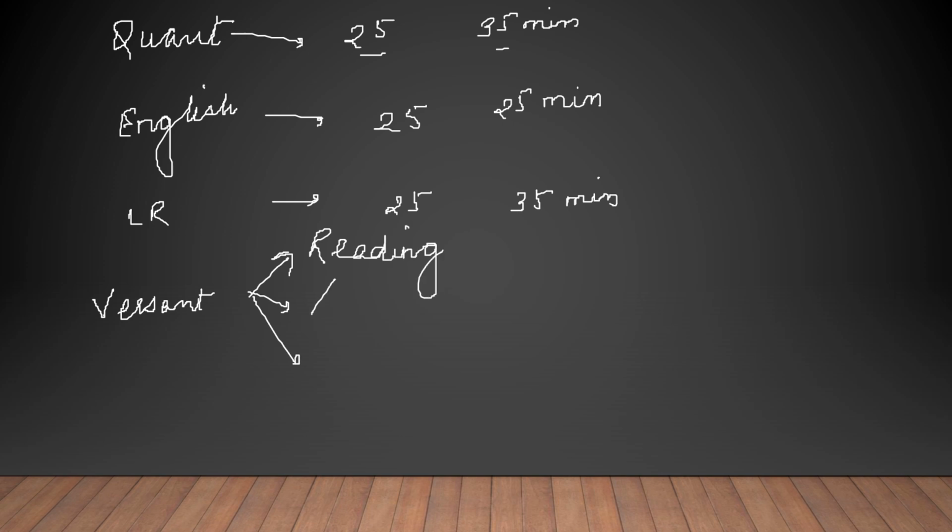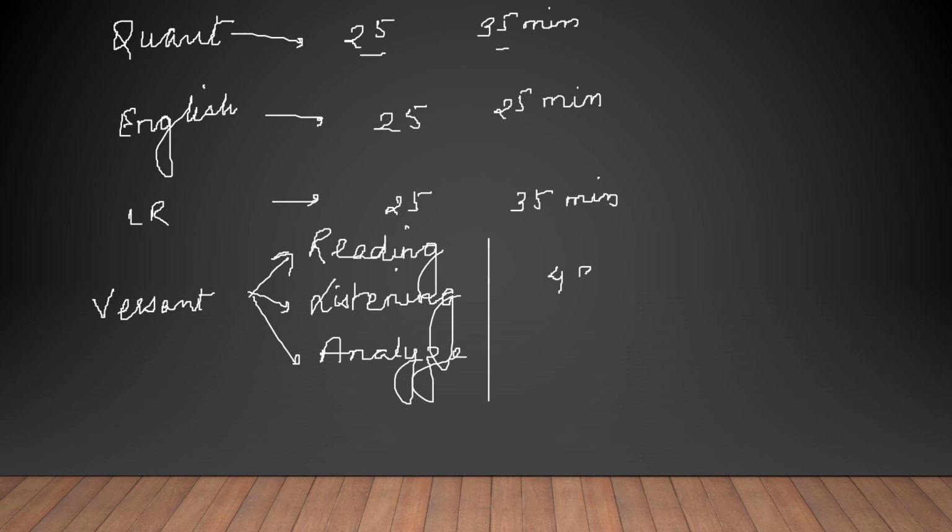So it is reading, listening, and along with reading and listening, the third segment is how you analyze situations. These are the questions that we get in Versant, and the number of questions is approximately between 48 to 51, and time is no bar over here. So these are the four major segments we usually get in a paper based on the recruitment process of Deloitte.